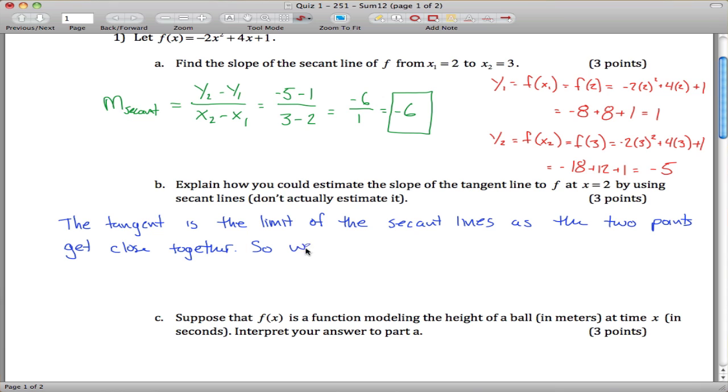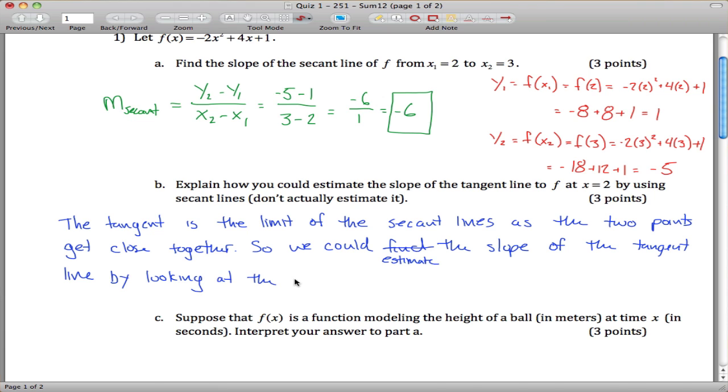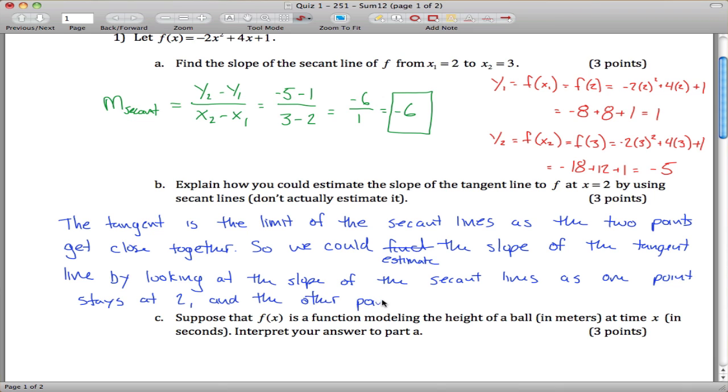So we could estimate the slope of the tangent line by looking at the slope of the secant line as 1 point stays at 2 and the other point gets close to 2.